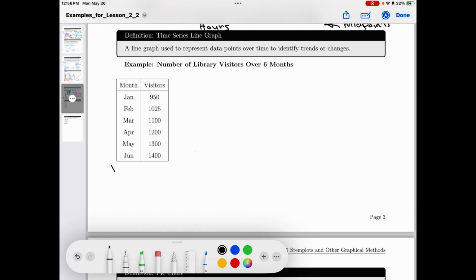Now, when we make a graph for a time series, the x-axis is always going to be whatever unit of time that you're using in that scenario. And the y-axis is going to be whatever you're tracking. In this example, we're tracking visitors over 6 months. So we're going to be looking at our units of time as months.